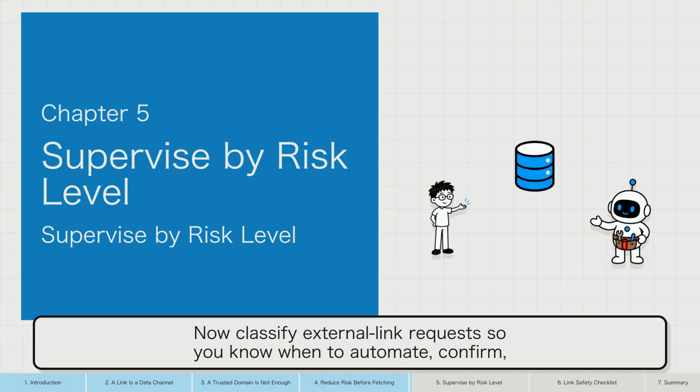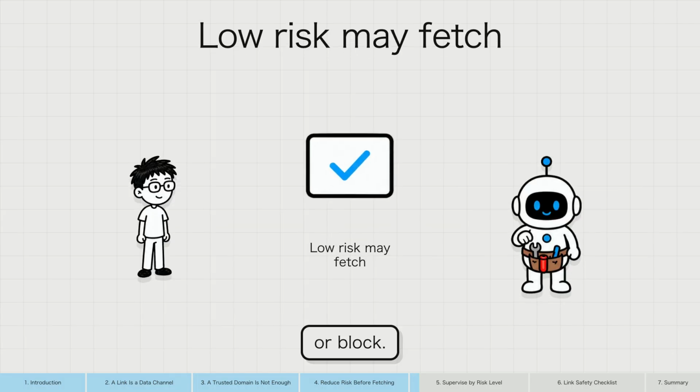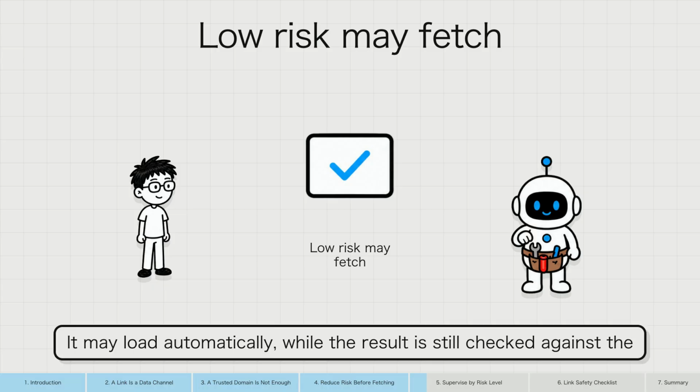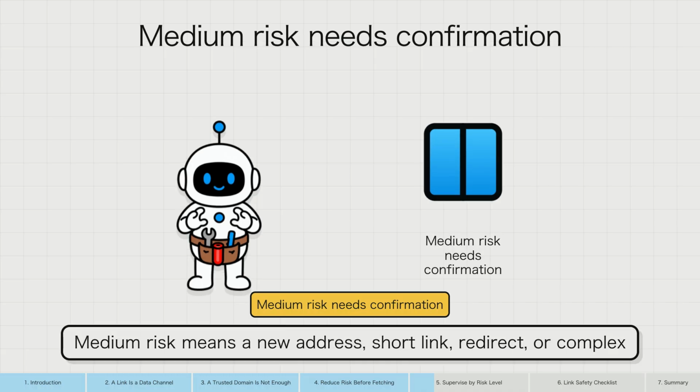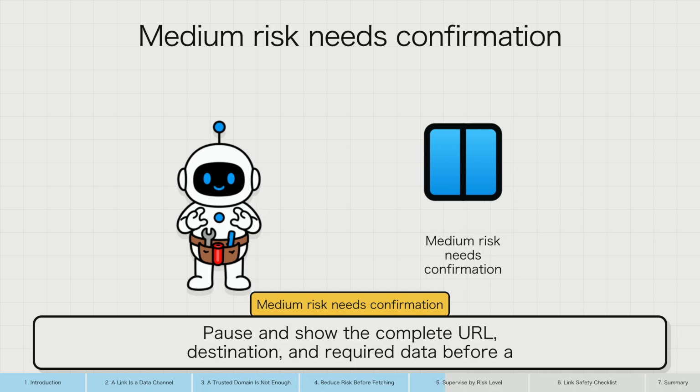Now classify external link requests so you know when to automate, confirm, or block. Low risk means a public article or image at a known address with no sensitive context. It may load automatically, while the result is still checked against the expected page. Medium risk means a new address, short link, redirect, or complex parameters. Pause and show the complete URL, destination, and required data before a person approves it.